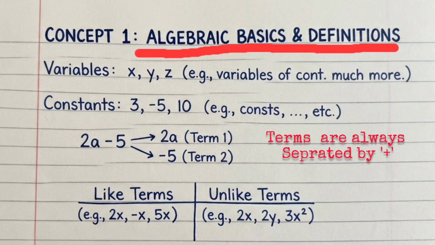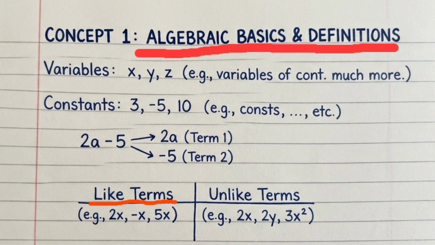The terms with same variables are called like terms, and the terms with different variables are called unlike terms. So here we have 2x, minus x. These terms which are having the same x are called like terms, and we have 3x, 2y, 4x, 3c. These will be our unlike terms.